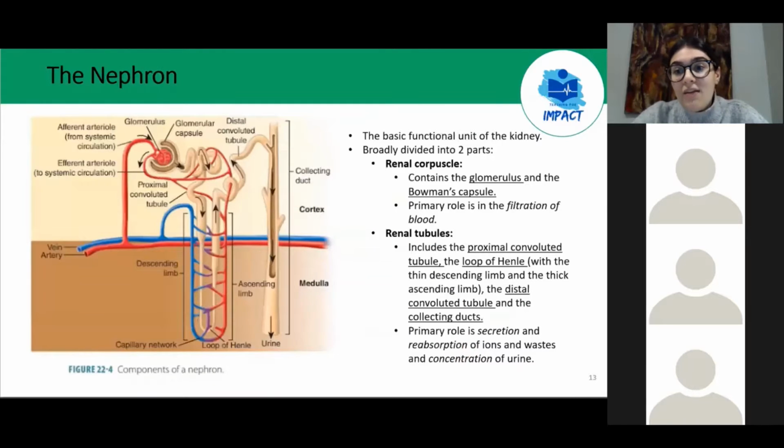Nice. Okay, so now having a look at the big bucks themselves, the nephron. So our nephron, this is our functional unit of the kidney. This is the most important powerhouse of the kidney. This is what makes everything work and is responsible for everything that happens in the kidney, basically.